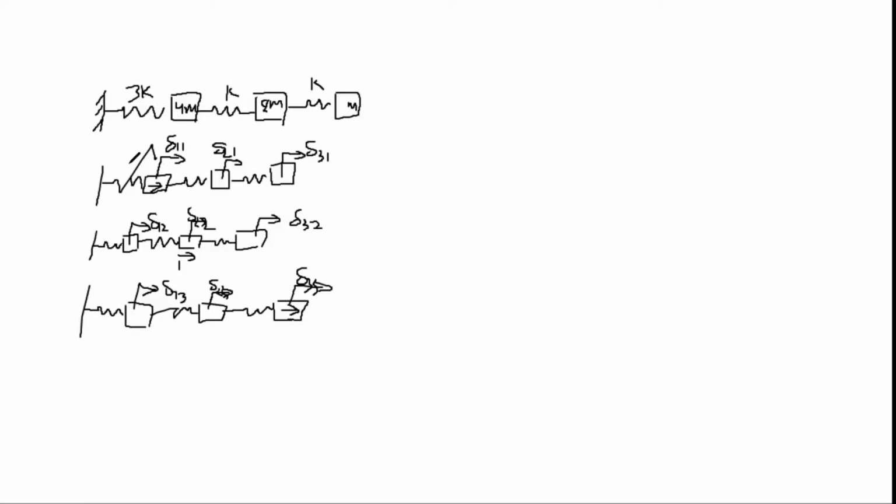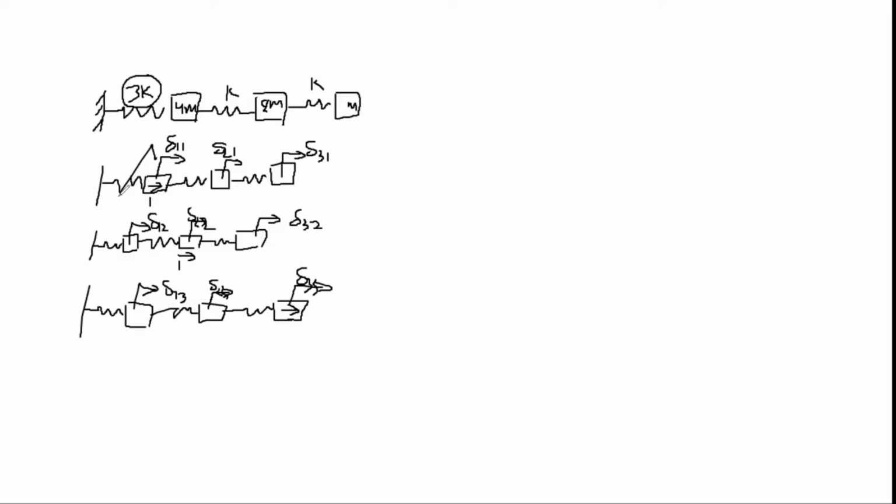I just explained this to you by drawing the free body diagram. So I can explain this for the first example, and you have to repeat this in the same way so that you can calculate the values for the others as well. So here, if you apply a unit load on mass 1, see, this is a 3K spring. The stiffness of this spring is 3K.